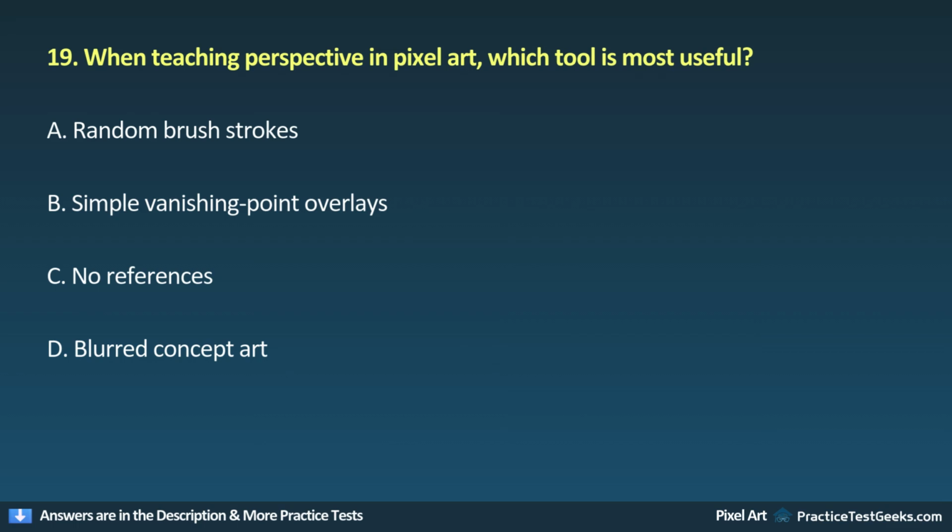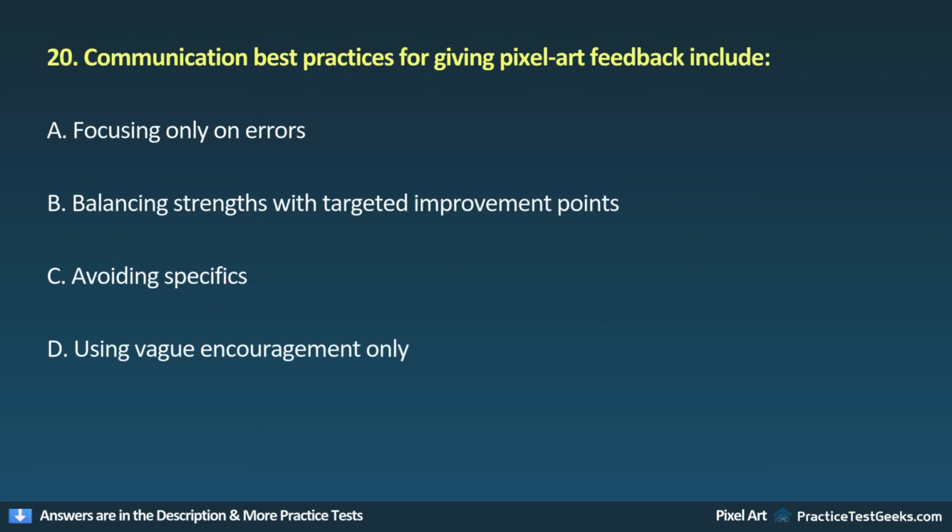C. No references. D. Blurred concept art. 20. Communication best practices for giving pixel art feedback include A. Focusing only on errors. B. Balancing strengths with targeted improvement points. C. Avoiding specifics. D. Using vague encouragement only.